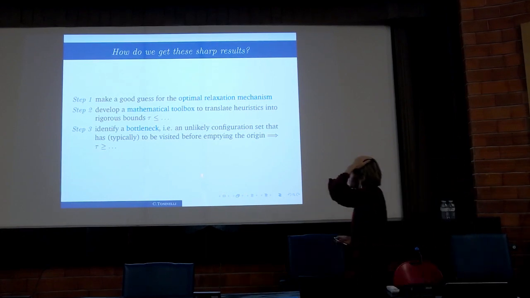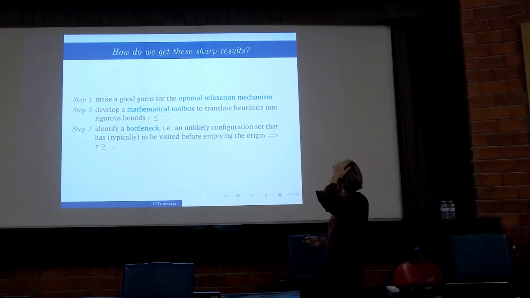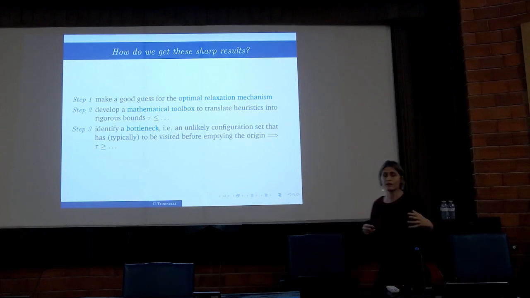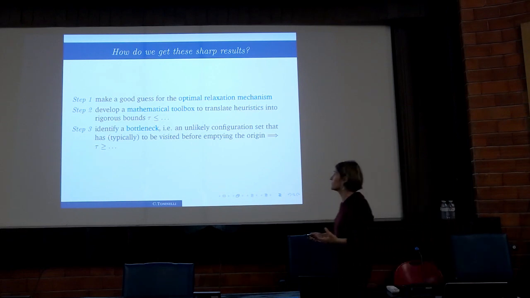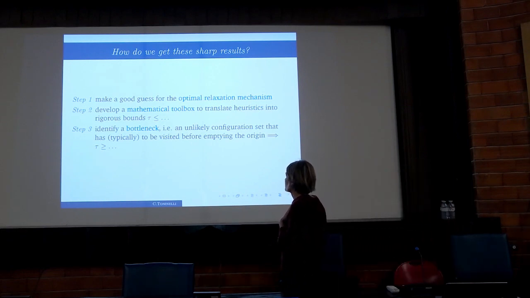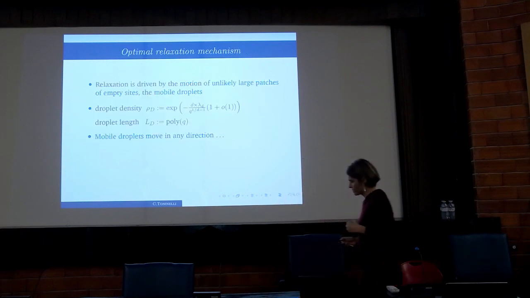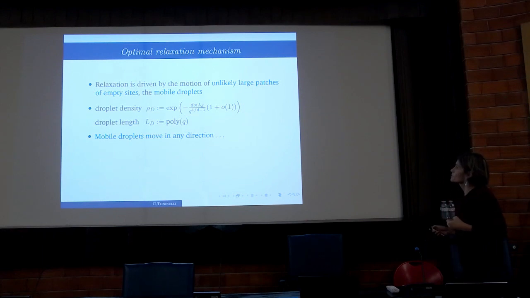For the lower bound, we will have to identify a bottleneck, that is, an unlikely configuration set that the dynamics has to visit typically before emptying the origin. And this will give us a lower bound for the heating time. Let's go a little bit more inside. So which is this optimal relaxation mechanism?